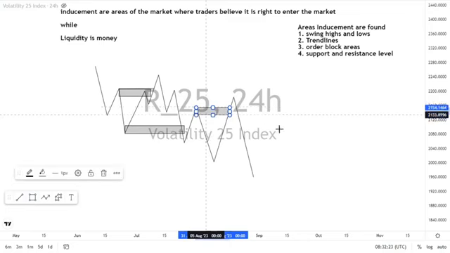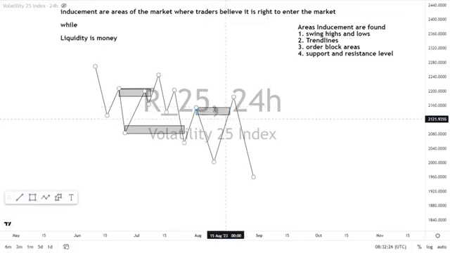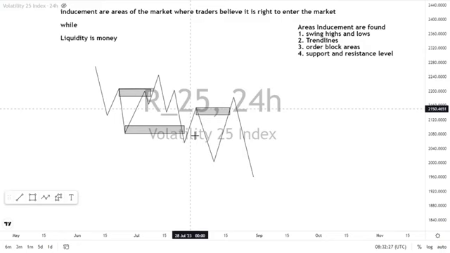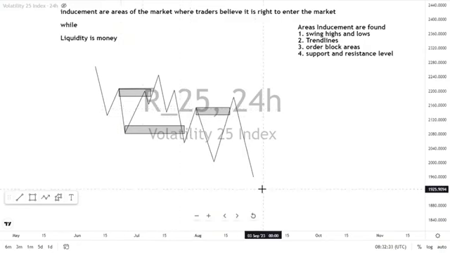We have a supply zone here. A lot of traders would want to sell from this area, but markets will use that high as an inducement and then continue to the downside. So talking about inducement, it simply means we have a break of structure to the downside, then the market comes back and breaks structure to the upside again.